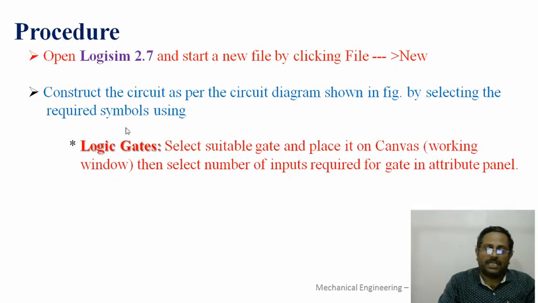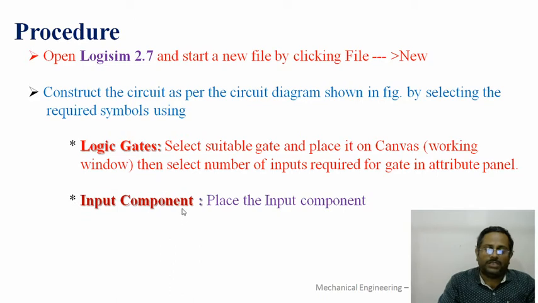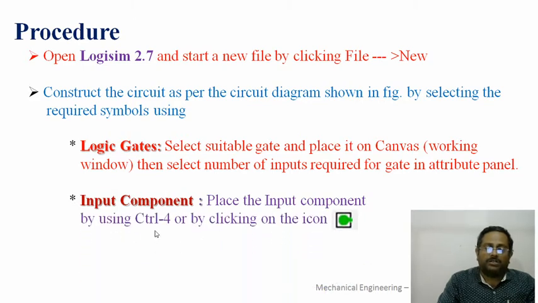First, you have to place the logic gates. Select a suitable gate and place it on the canvas, that is the working window. Then select the number of inputs required for the gate in the attribute panel. In this software, the gates come with 5 default inputs, but we require only 2 inputs here. Hence, you have to edit those inputs in the attribute panel. After placing the required logic gate, next, place the input components, by pressing Control 4 or by clicking on the icon shown here. This icon is available in the toolbar.